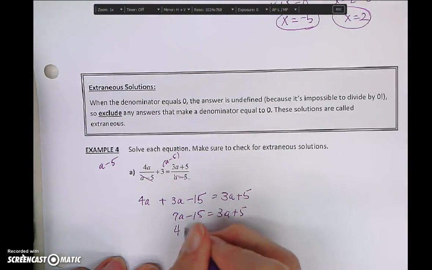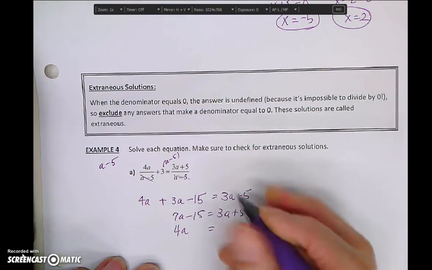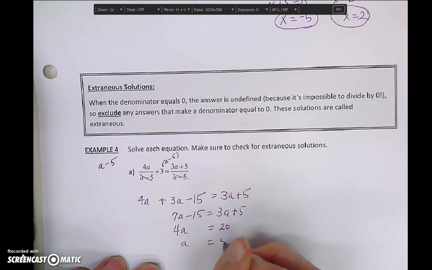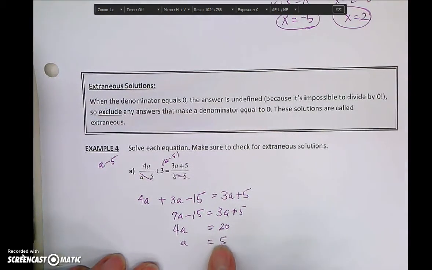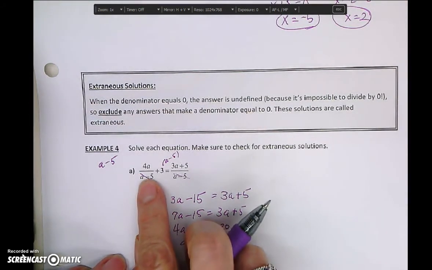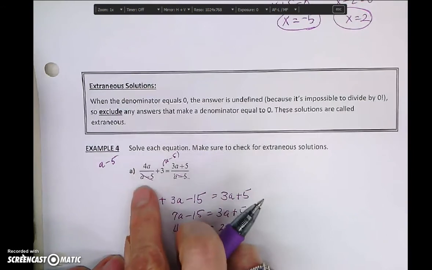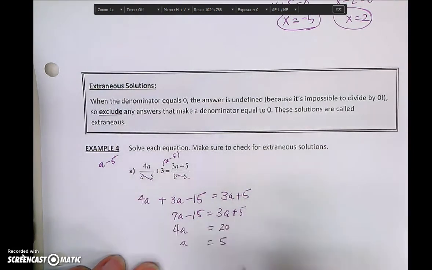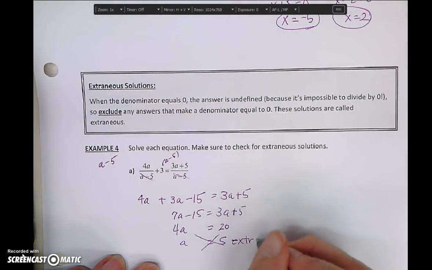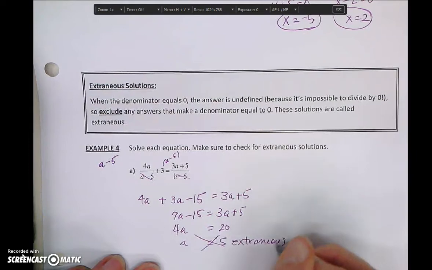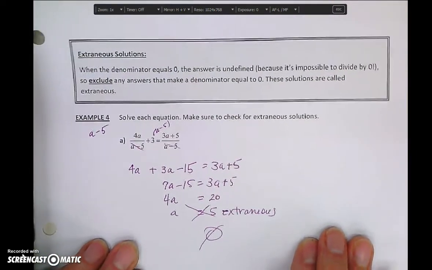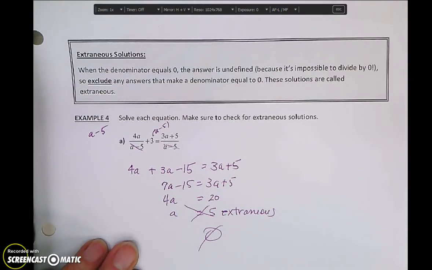Subtract my 3a, I get 4a. Add my 15, and I get 20. Oh, there it is. So a is equal to 5. When I put my 5 in to check it here, I get 20 over 5 minus 5 is 0. So 20 divided by 0 is undefined. This gets thrown out. It's extraneous. And our final answer, since there's no other choices, is just going to be no solution. All right, so pick up on the next video.